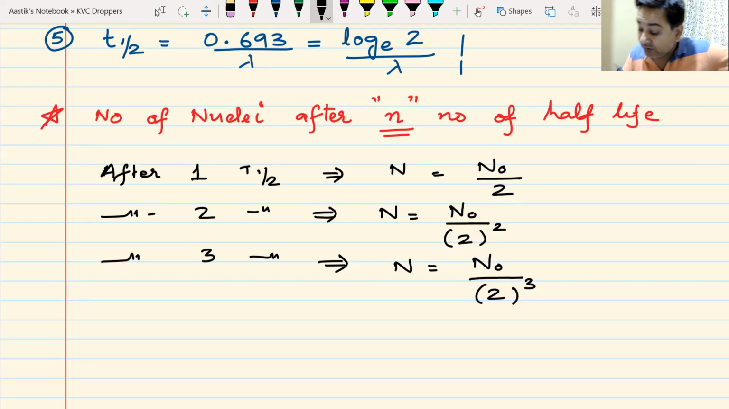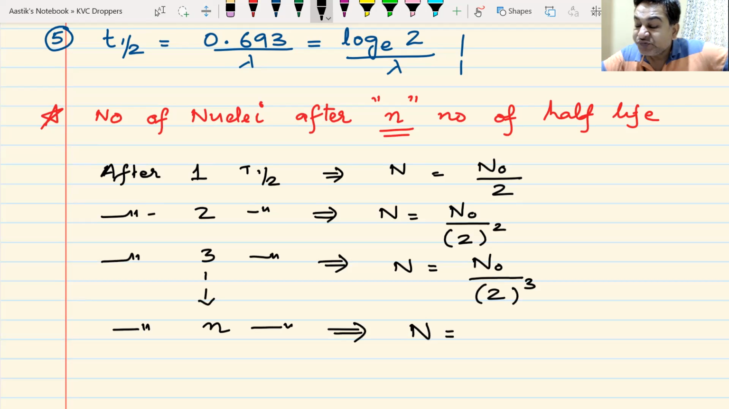Okay. Now, if I just make this equation long and if I ask you what is the number of nuclei remaining after n half-lives, what would be your answer? N naught by 2 raised to the power of n.